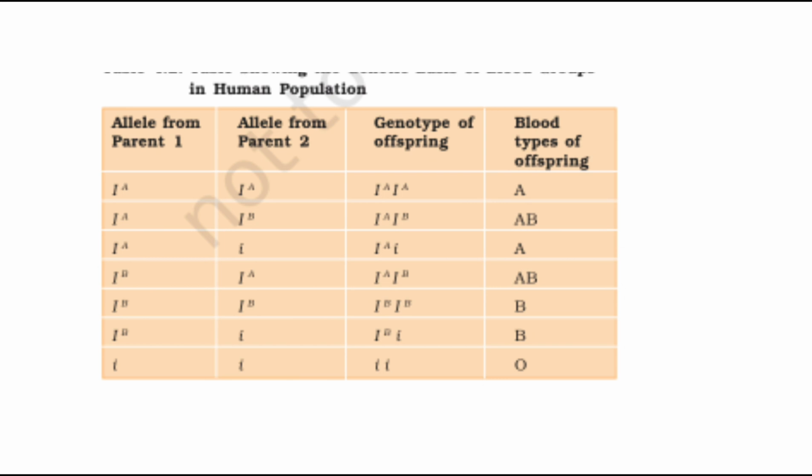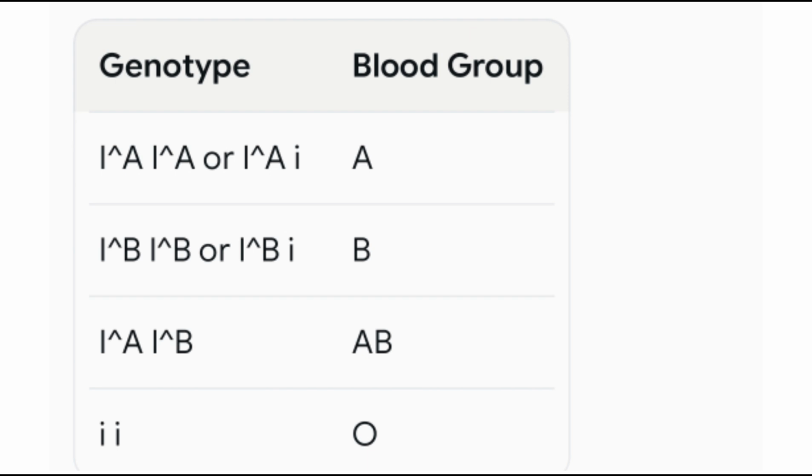Capital IA will produce an A sugar antigen on the red blood cell, and IB will produce a B sugar antigen on the red blood cell, and small i will have no sugar production. So codominance between IA and IB: here we can see the genotype IA IB has blood group AB. So both A and B sugars are produced and present on the RBC surface, that is the blood cell surface. You can see both the A and B antigens clearly. There is no mixture of the antigens.